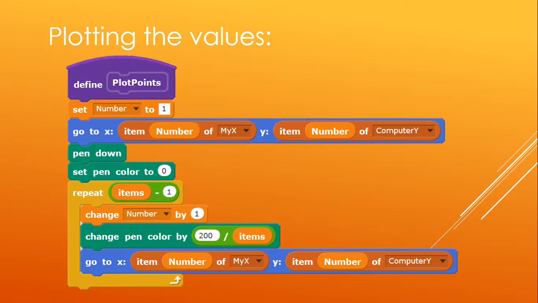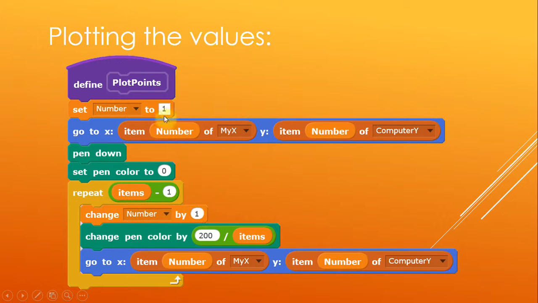Once you've done that, you will then plot these values. So we define a function called plotPoints. You'll set number back to 1. You'll then go to the first item in myX and the first item in computerY. You'll put your pen down, set your color to 0 just to initiate it, and then you'll repeat items minus 1, because remember it's minus 1 since we've already gone to the first one, so we only have to go through our remaining 4 points if we used 5 as our item example.